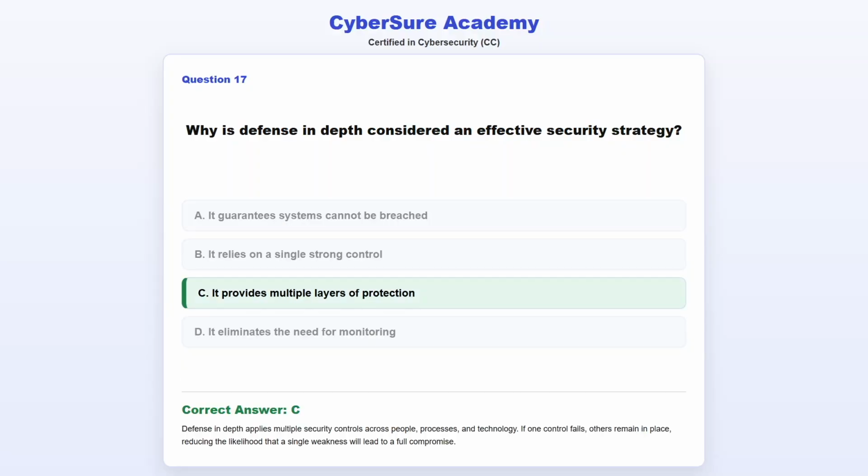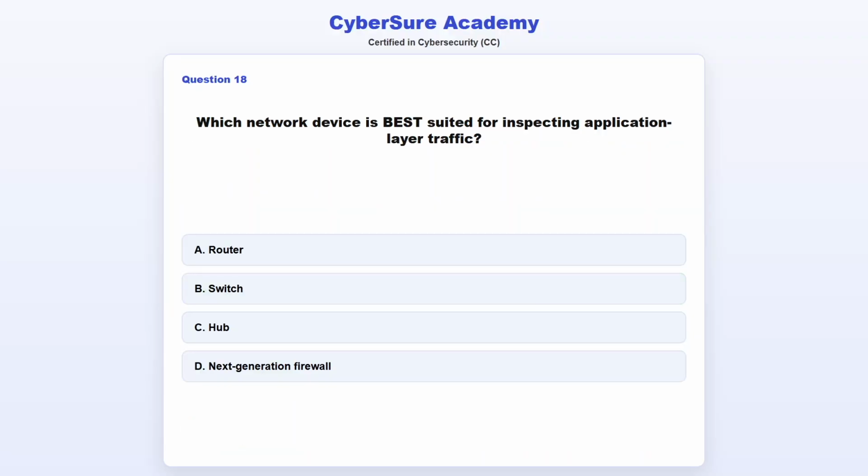It provides multiple layers of protection. Defense in depth applies multiple security controls across people, processes, and technology. If one control fails, others remain in place, reducing the likelihood that a single weakness will lead to a full compromise.